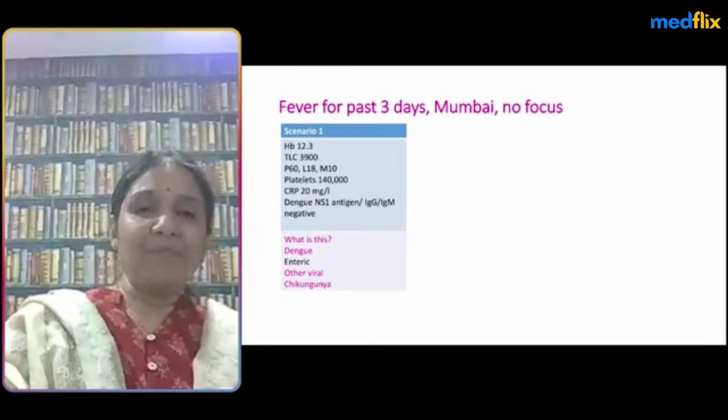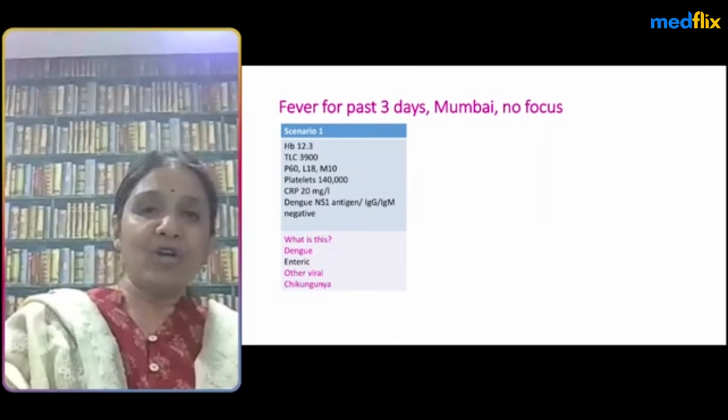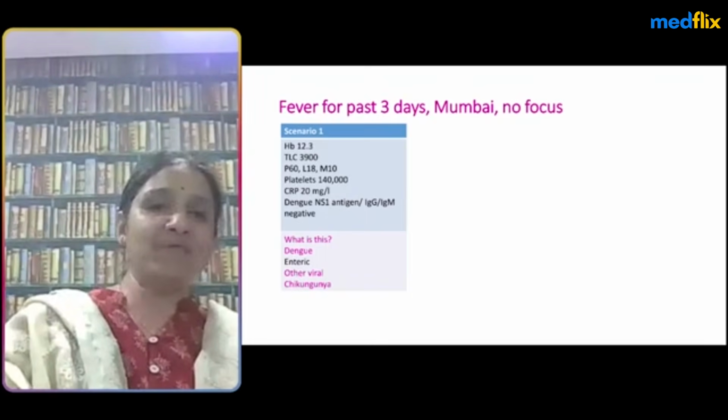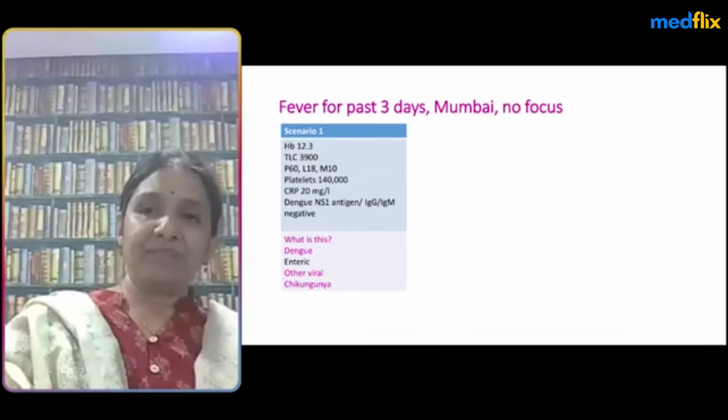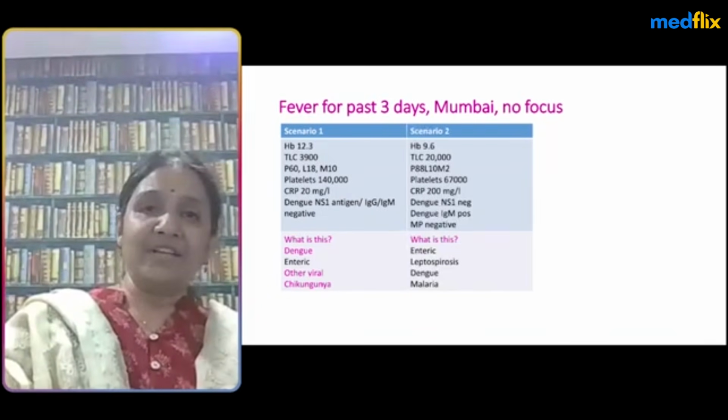Actually, it can be anything, but it is mostly viral. Why do you think it is viral? Because look at the monocytes. Look at the WBC. It has dropped in 3 days only. In typhoid, your WBC will not drop and platelets will not drop so much in the first 3 days of fever. So it's most likely some kind of viral infection. Now look at this other case.